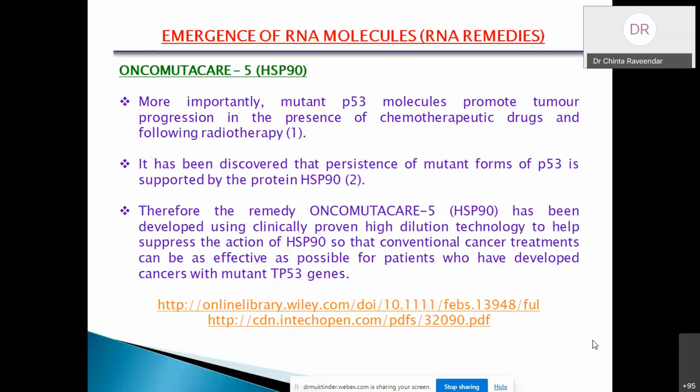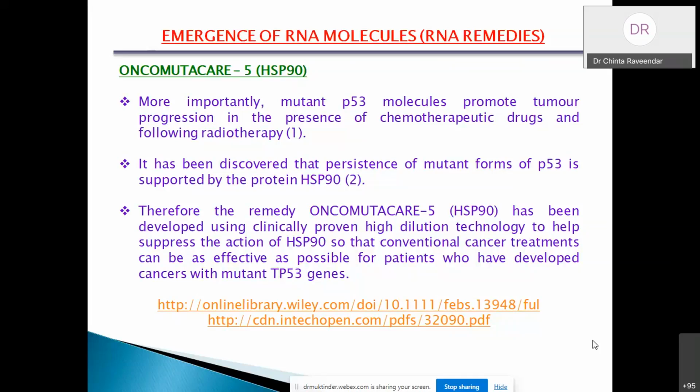More importantly, mutated P53 molecule promotes tumor progression in the presence of chemotherapy drugs. See how badly we are doing it. Even mutated P53 individuals, when they are subjected to chemotherapy and radiation, get a lot of aggravation in the tumor. That's why, instead of subjecting them to these things, when you take the PET scan, instead of so many drugs, the tumors are increasing; the reason could be this.